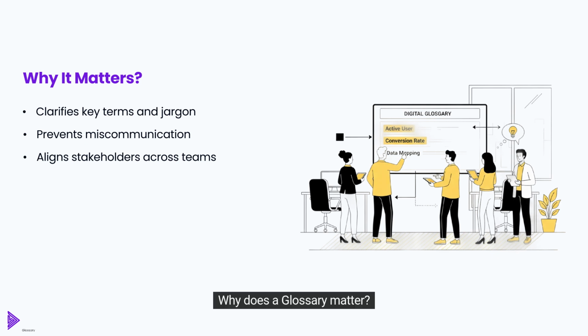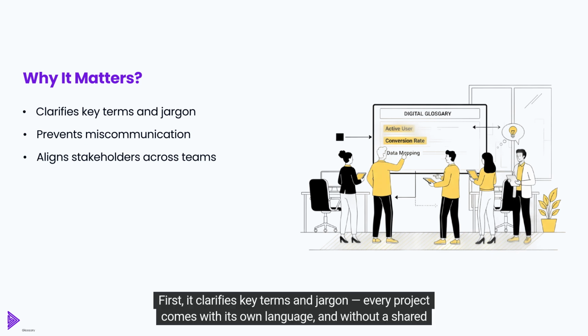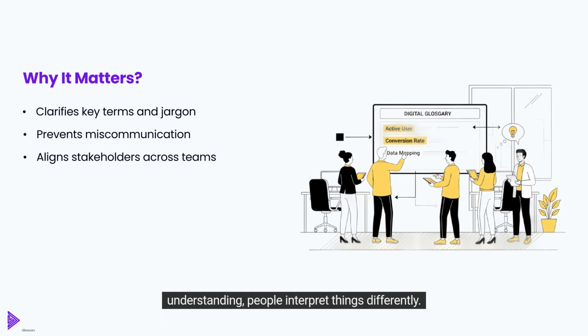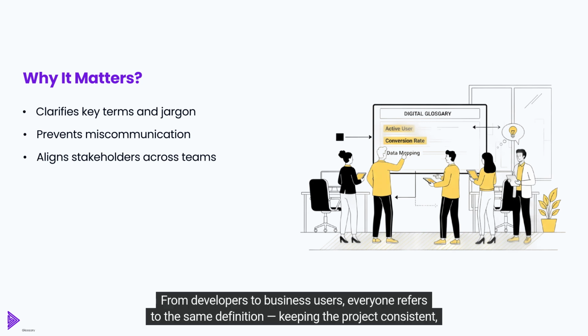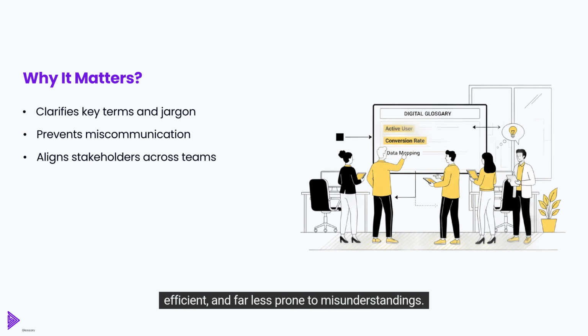Why does a glossary matter? First, it clarifies key terms and jargon. Every project comes with its own language, and without a shared understanding, people interpret things differently. Second, it prevents miscommunication. When terms are vague or ambiguous, requirements get misread, and that leads to costly rework. And third, it aligns stakeholders across teams. From developers to business users, everyone refers to the same definition, keeping the project consistent, efficient, and far less prone to misunderstandings.